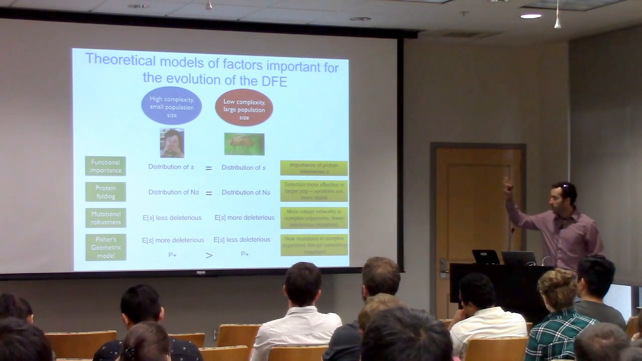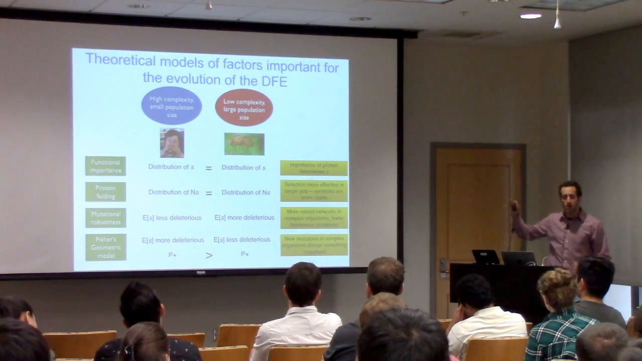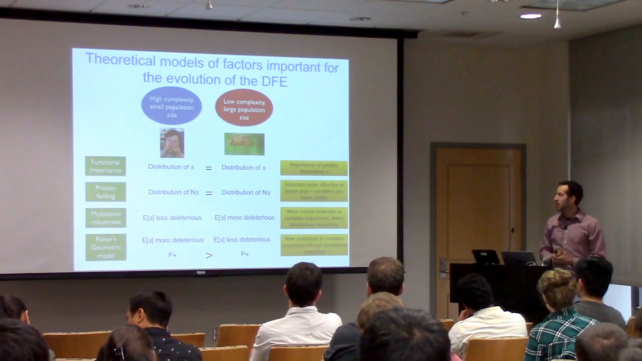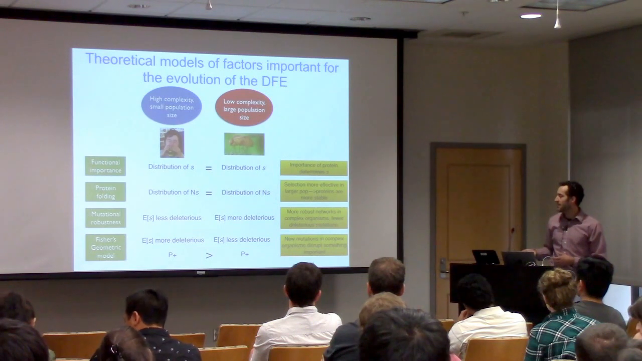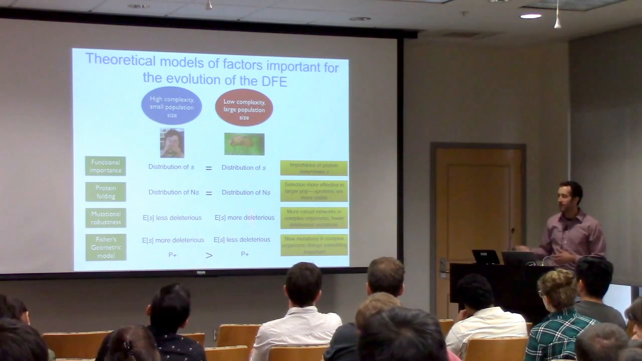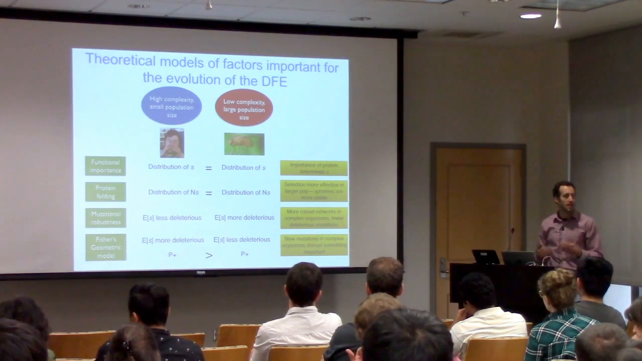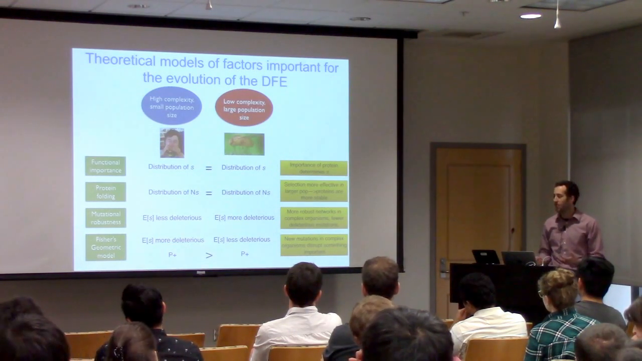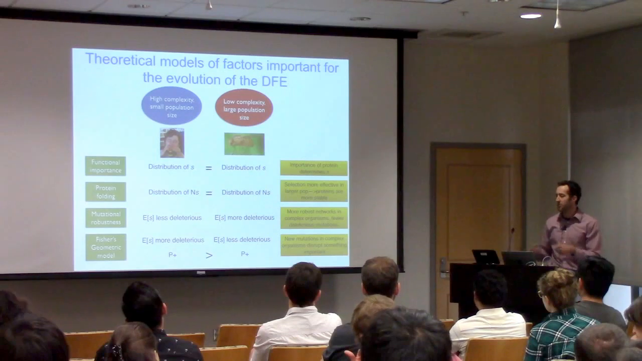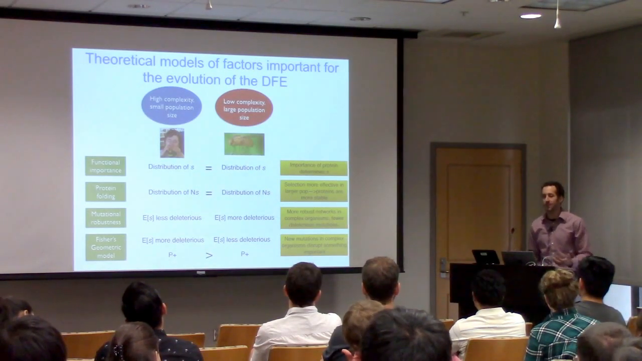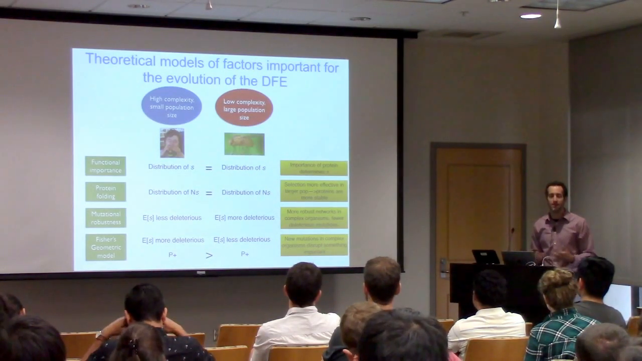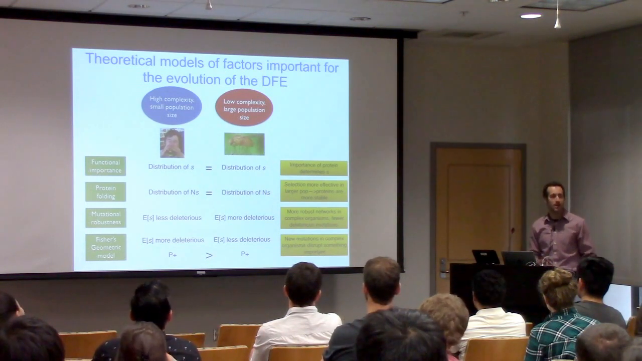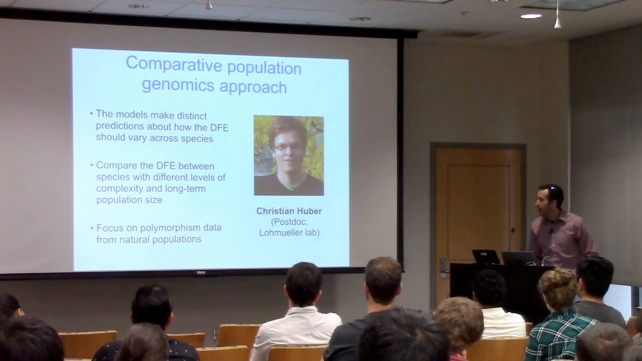Importantly, all of these models have some sort of support from some experimental system or study, but what hasn't been done is comparing and contrasting which of these models can actually explain differences in distributions of fitness effects across different species. In other words, can any of the models really capture the key salient features that we see when looking at genetic variation data from natural populations? And so that's what we did.